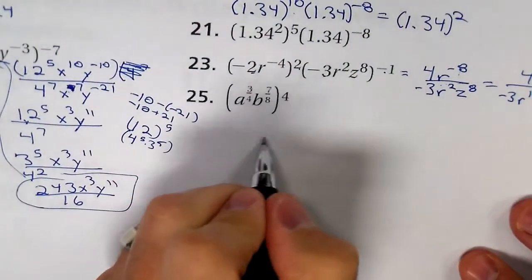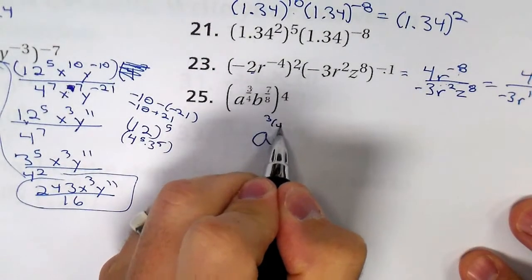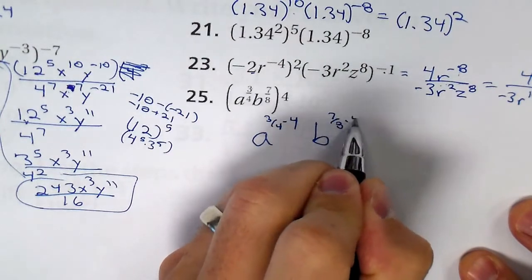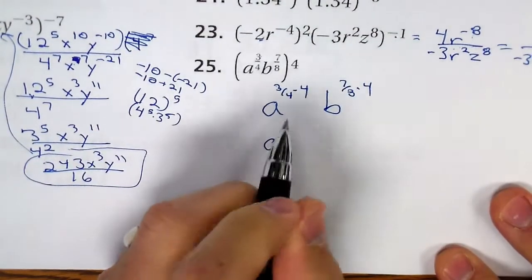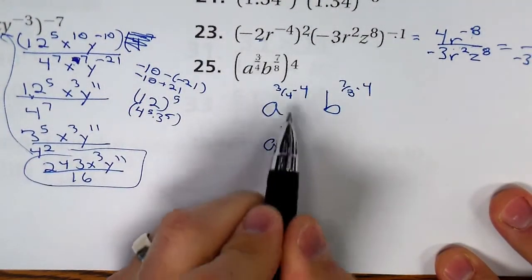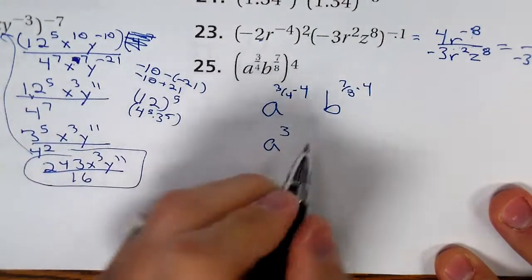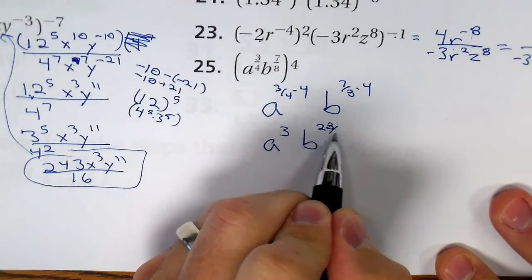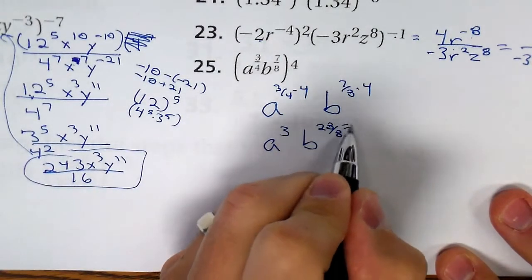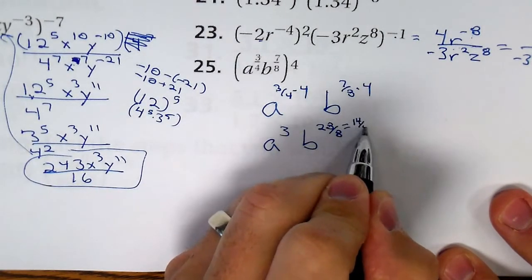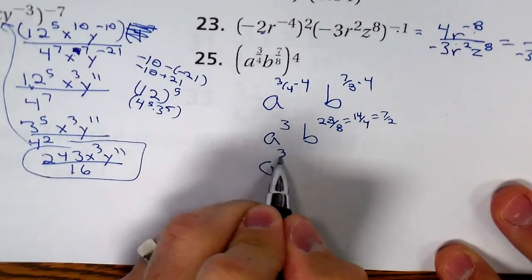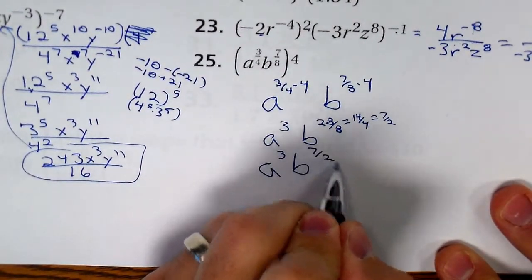For 25, I'm going to distribute the exponent. I get 3/4 times 4 for A and 7/8 times 4 for B. So for A, I'm going to be left with 3, because 3/4 times 4 is 3. B, if you don't see it, you can make it 28 over 8, which is eventually going to be 14 over 4, or 7 over 2. So you could write A to the 3rd, B to the 7 over 2.